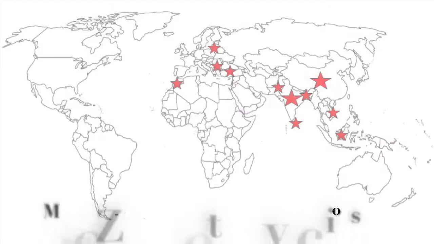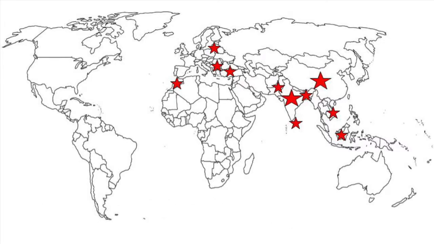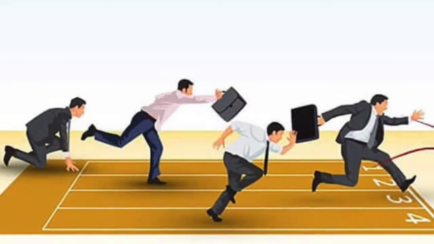However, in the past decade, Zara has adopted many of the common traits of fast fashion retailers. The most obvious change shown is in Zara's recent outsourcing of its factories to partially developed countries such as India, Morocco, and Turkey. Still, there are many other factors that have pushed Zara and other fast fashion retailers to make changes to their business practices.